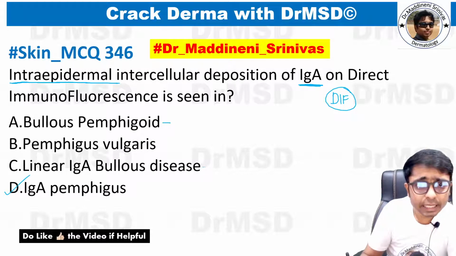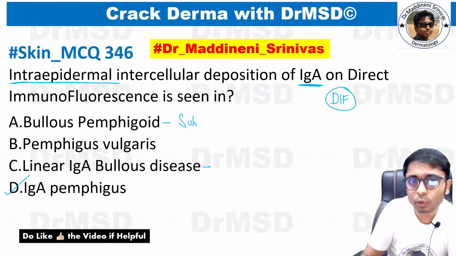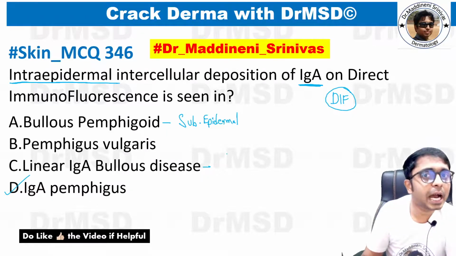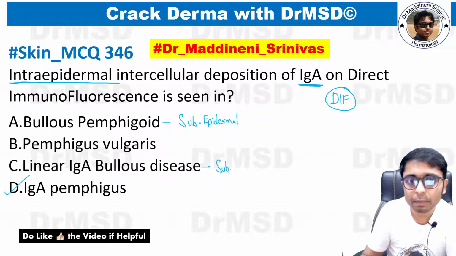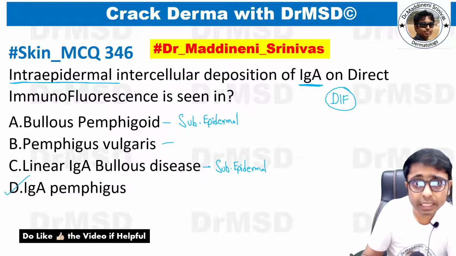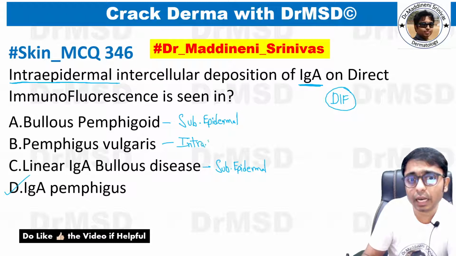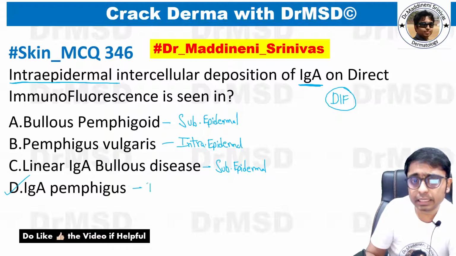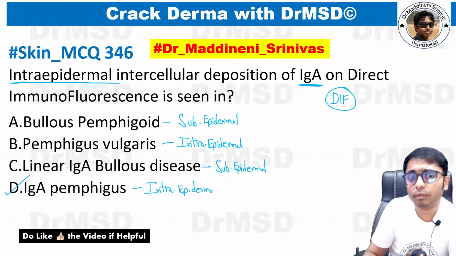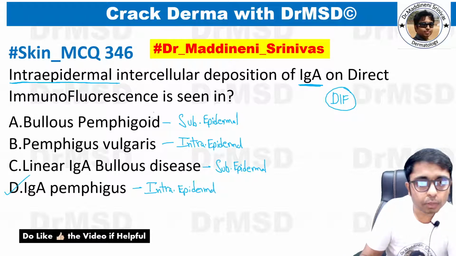Why? Because both of these are subepidermal blistering disorders, that is, there will be a split happening below the epidermis. Okay, and if you look at option B and option D, both of these are intraepidermal blistering disorders. So option B or option D is going to be the final answer. So we have conveniently removed 50% of the options, that is option A and option C.